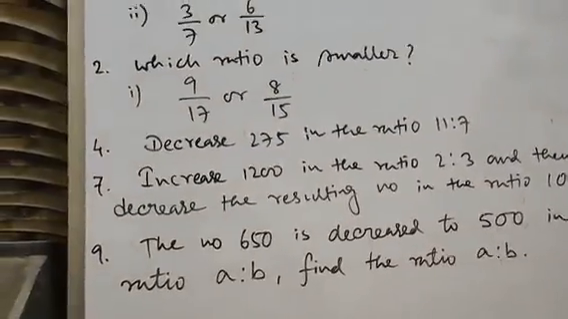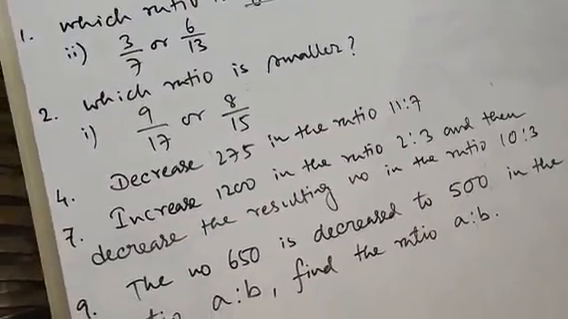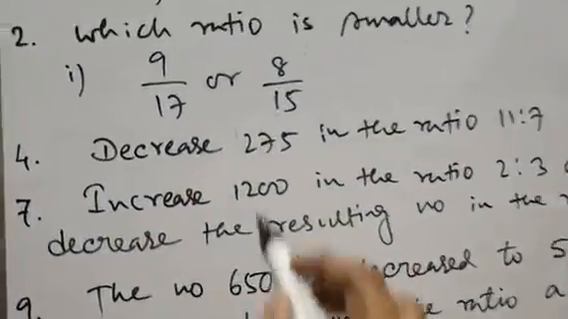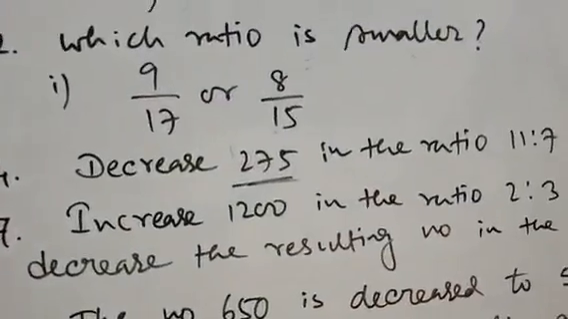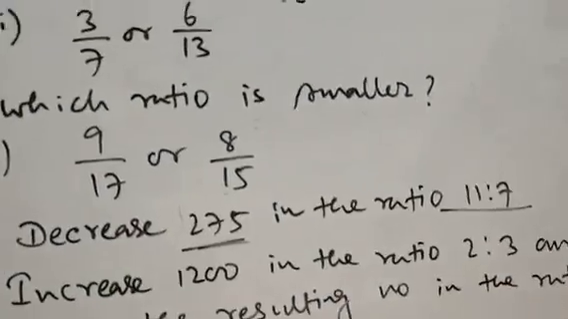Next, question number 4. Question number 4 is: decrease 275 in the ratio 11:7. So we have a given quantity, a given number, 275. We will have to decrease this number in the ratio 11:7. So the given quantity is 275.